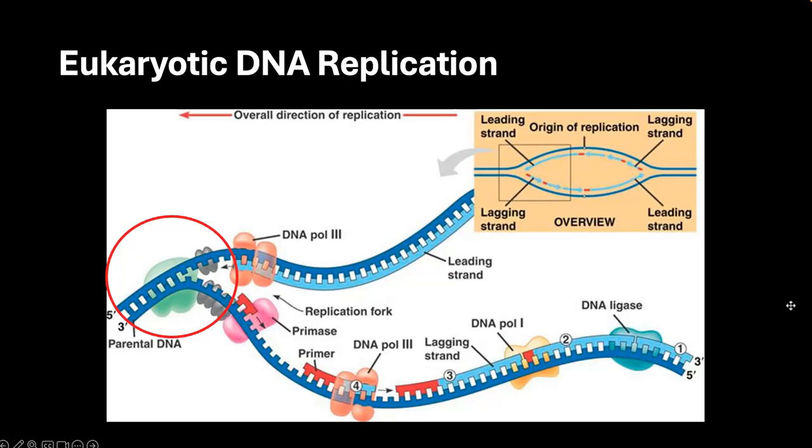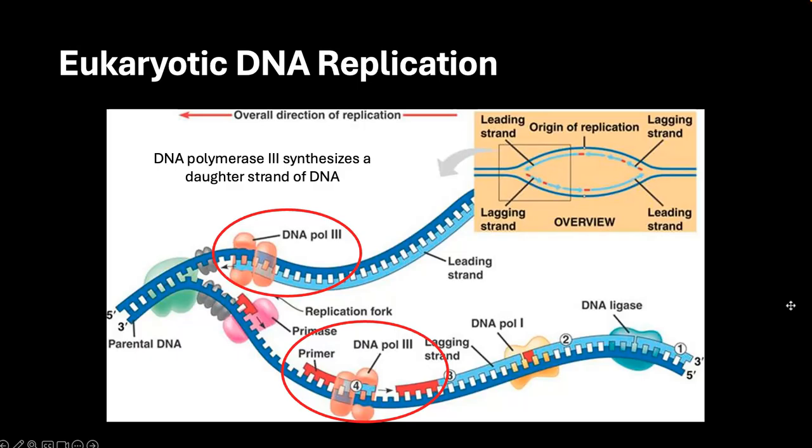Helicase is the enzyme that unzips the double helix, and single-stranded binding proteins prevent the re-zipping of the helix. DNA polymerase III is our main workhorse enzyme, and it synthesizes new DNA. That is to say, it makes the daughter strands. We see it active on both of our strands here, so it is working on both sides of the replication fork to synthesize new DNA.